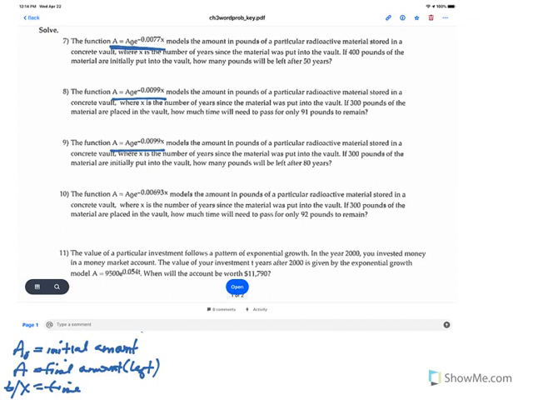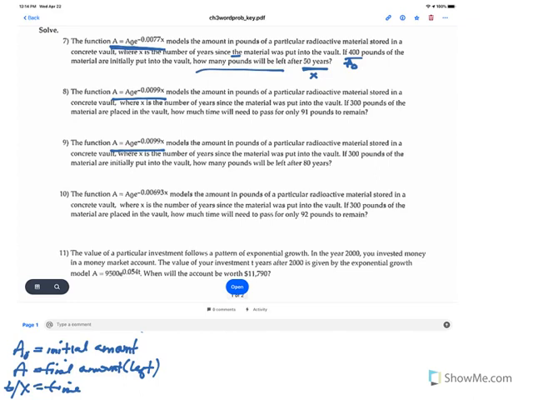So we have this given model here, and they're telling us that if 400 pounds of the material are initially put into the vault, so that initial 400 should go in for the A sub 0. How many pounds will be left after 50 years? So the x represents the number of years since the material was put into the vault. So your 50 is going to represent your x, or your time. Your 400 is going to represent your A sub 0, because it's the initial amount.